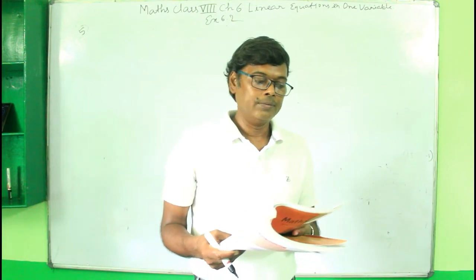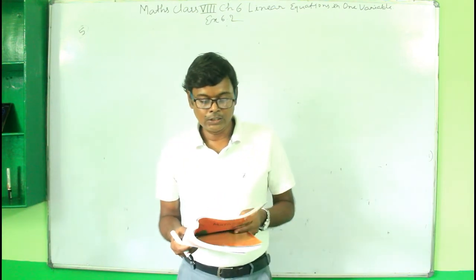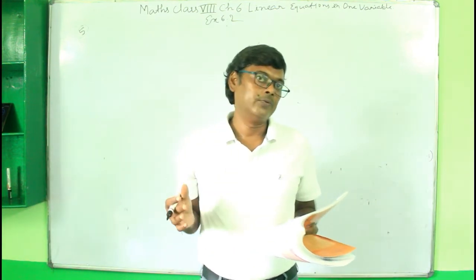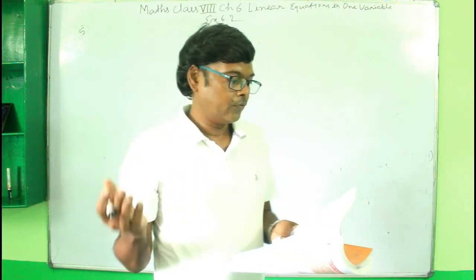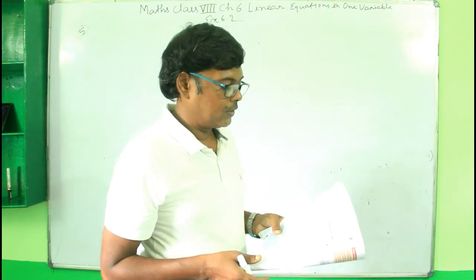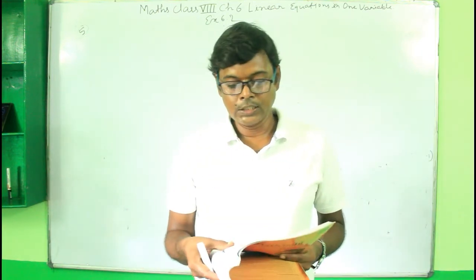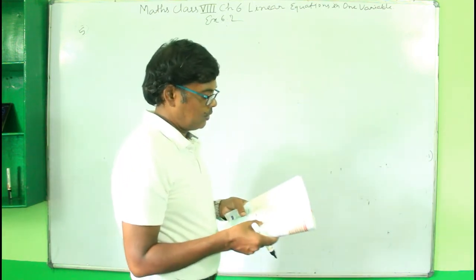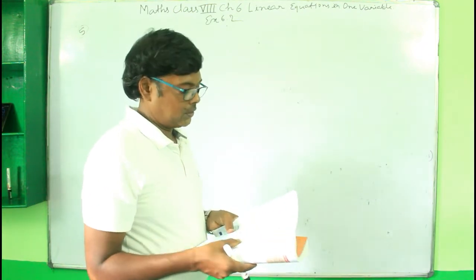The present ages of Ram and Rahman are in the ratio 8:9. This is question number 5. The present ages of Ram and Rahman are in the ratio 8:9. After 5 years, the ratio of their ages will be 9:10. Find their present ages.